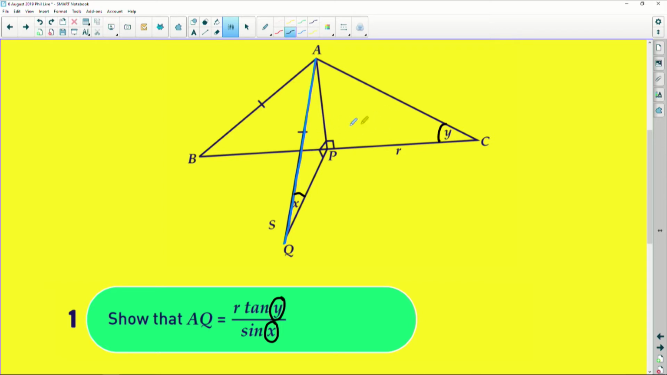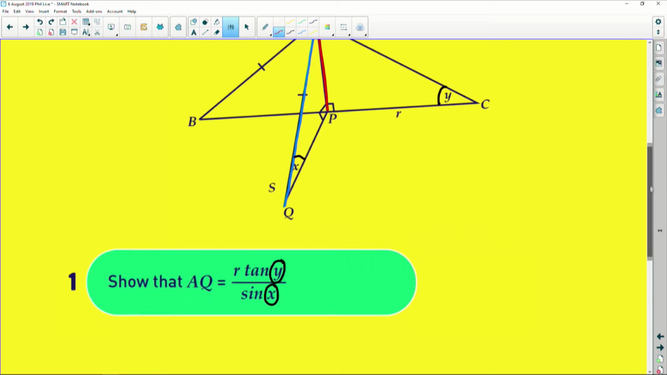When you have two different triangles that involve a variable you need to work with, you need to find a side that relates those two triangles. In triangle APQ, which involves x, and triangle APC, which involves y, side AP is common. So if I can find an expression for AP that relates y and x, I can bring these two together. Firstly, let's look in triangle APC.